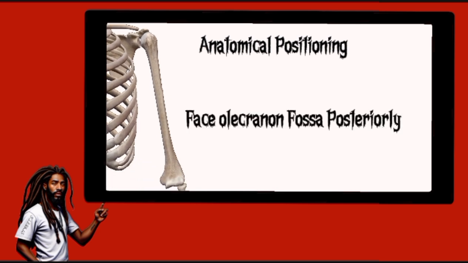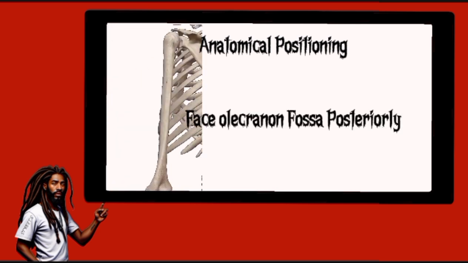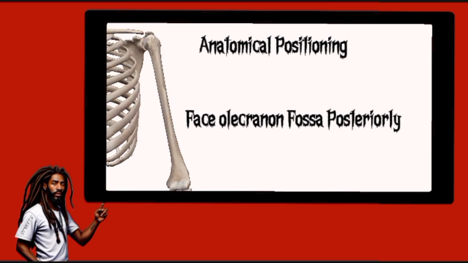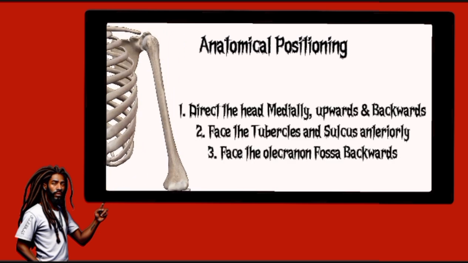Third step na this olecranon fossa wey we don look for back. We don already talk say olecranon fossa suppose dey face back, right? So this olecranon fossa here, just make am face back. By the time you face back like this for this diagram, step 3 don check. Now see, step 1 is still facing there, step 2 is facing front, step 3 is facing back. You are done. This is the anatomical positioning of humerus bone.